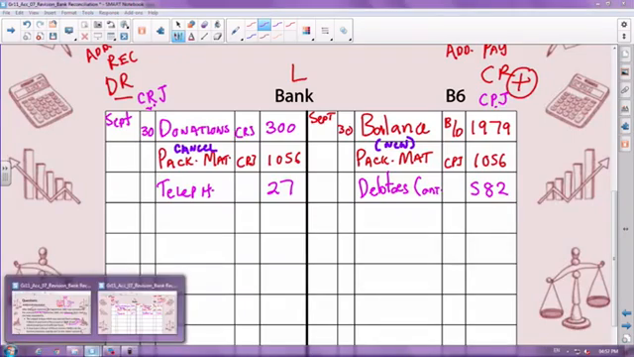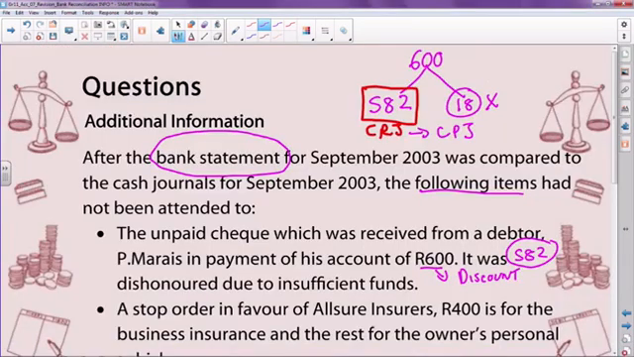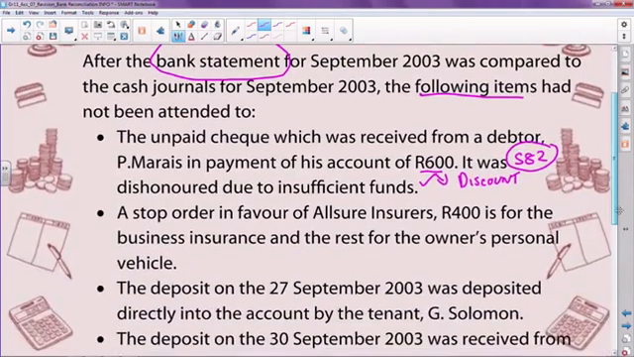Okay, the next bit of information that's given to me. So I've now dealt with this. Right, the next bit of information, a stop order in favor of All Shore Insurers, 400 Rand is for the business's insurance and the rest for the owner's personal vehicle. So this is an easy one. Obviously, it's an additional payment, and because it's a payment, it would have been recorded in my CPJ.